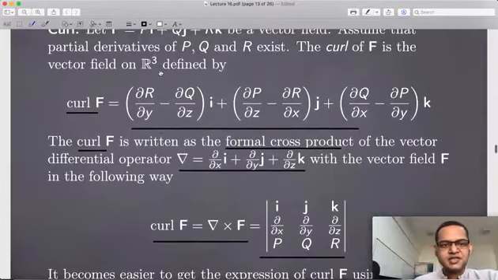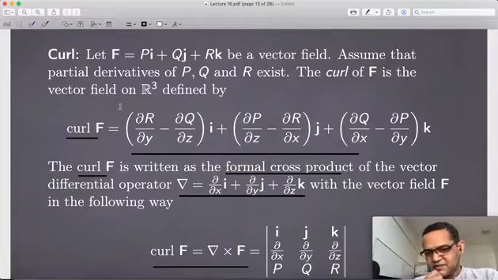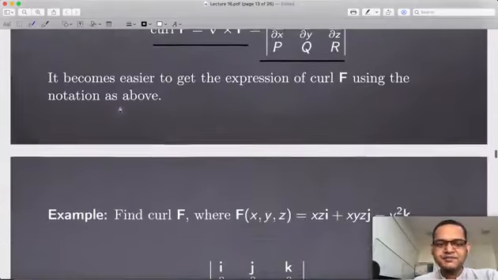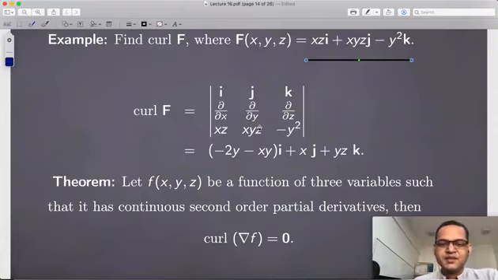So this is the curl, and as I said, it has some physical meaning. I will explain towards the end. It's easy to compute, and I'll just illustrate it with an example. If this is the given vector field, you just compute the partial derivatives of the cross terms and put them as per the rule of the determinant. That's it.